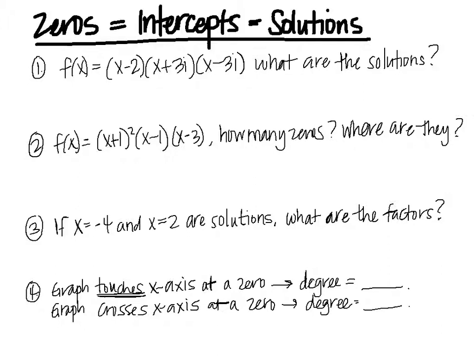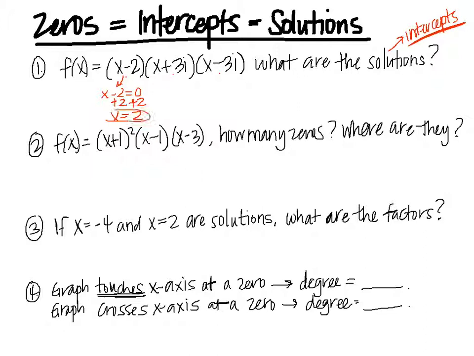Okay, we're going to give you these factors in number 1. So we have x minus 2, x plus 3i, and x minus 3i. And we want to know what are the solutions. So I'm going to go back to chapter 4 again. If x minus 2 is a factor, we could set x minus 2 equal to 0 and solve, and we would get a solution or an intercept of 2. Basically, solutions are the same thing as the intercepts.